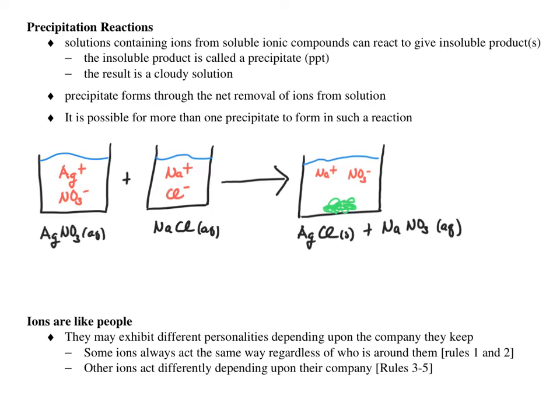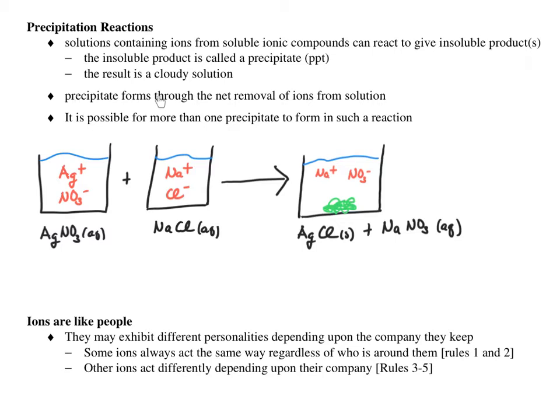This is a precipitation reaction. Solutions of two soluble salts being added together, and the result is a precipitation or a solid formed. The insoluble product, here the silver chloride, is called the precipitate, often designated PPT. The result is a cloudy solution. Eventually, given time, the solid will settle to the bottom.